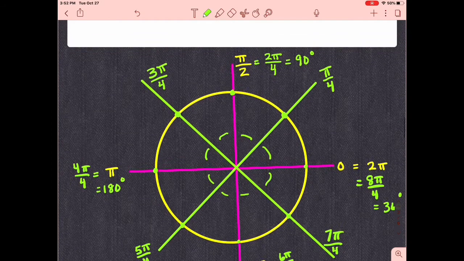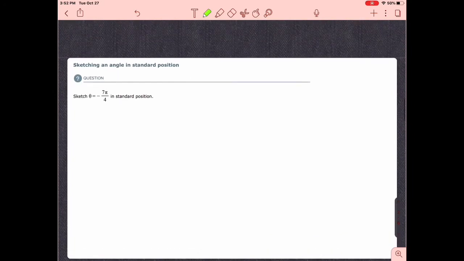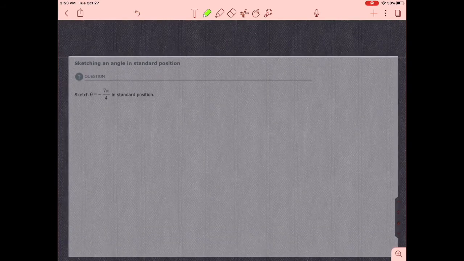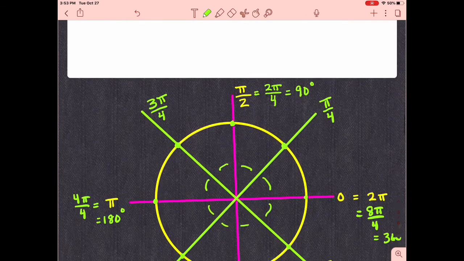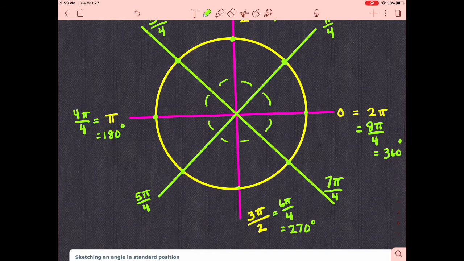All right, with this in mind, let's think about this circle. It says sketch theta equals negative 7 pi over 4. Well, forget the negative for just a second. 7 pi over 4 is right here. So if I had started here on the 0 and I went around this circle, this right here is 7 pi over 4.